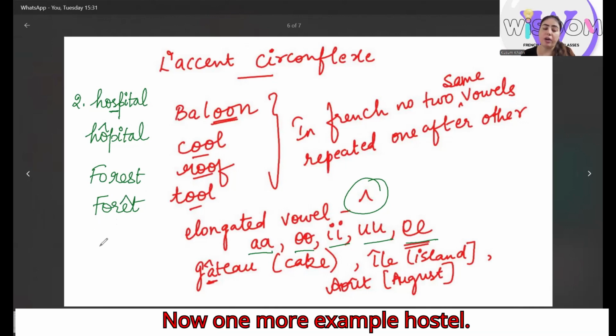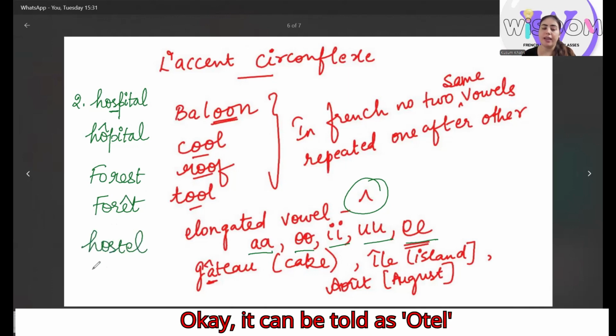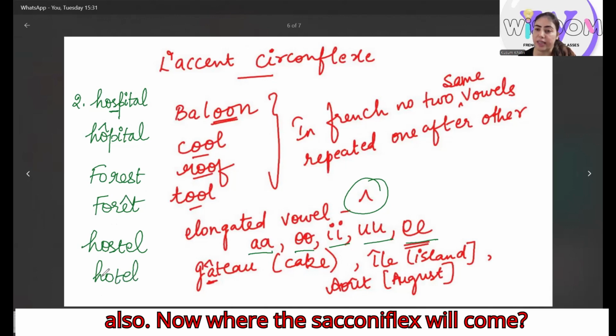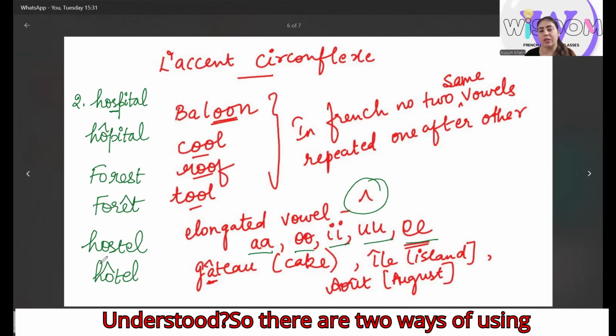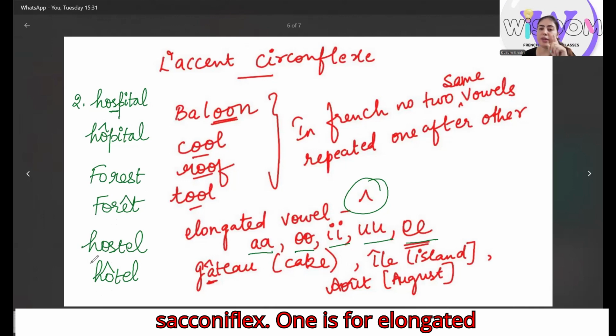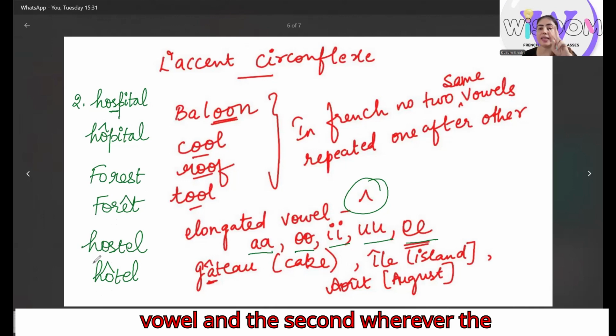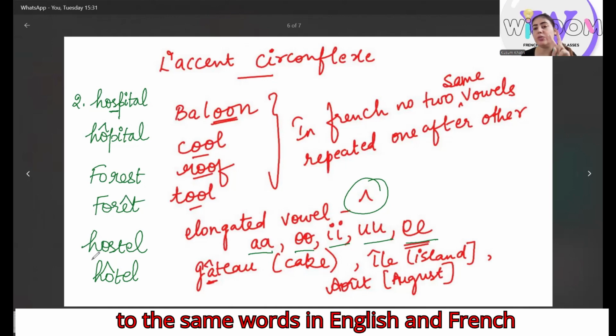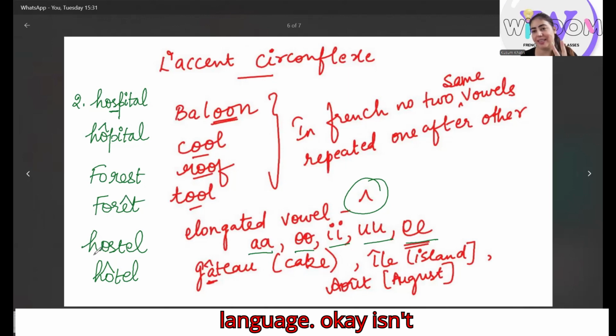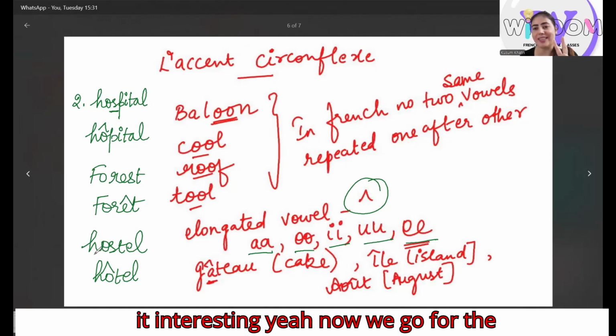Now, one more example, hostel. It can be told as hotel also. Now, where will the circonflex come? It will come on this O. Understood? So there are two ways of using circonflex. One is for an elongated vowel, and the second is wherever the S is missing, with respect to the same words in English and French language. Isn't it interesting?